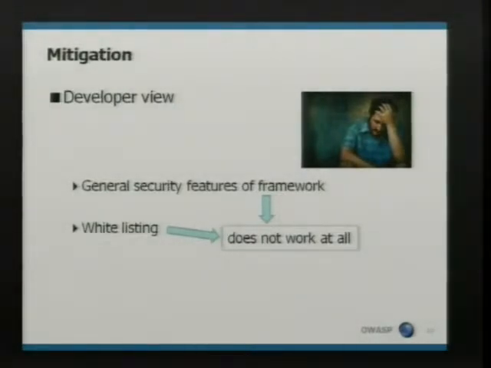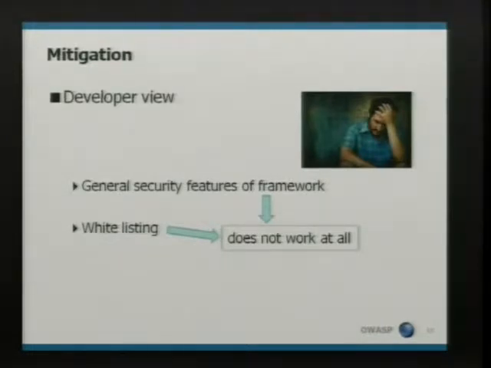So we are starting now to convince the software architect that this is also a completely bad idea. The general security features of the framework do not work. The whitelisting does not work at all, because if we should allow user-generated content in our website, we need to allow the left and the right bracket, right? So this does not work at all.